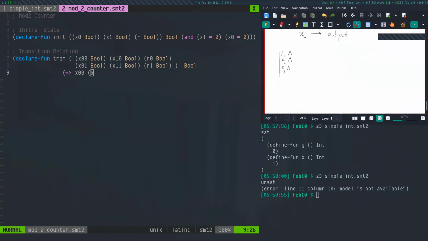Basically, I'm going to take a mod 2 counter. It is a system whose transition relations I'll try to define in SMT-LIB2, and then see if we can check some things about it. We are going to have two things in the state, x0 and x1. Let's not worry about the reset right now. And for the initial state, sorry, we're going to use a define-fun here.